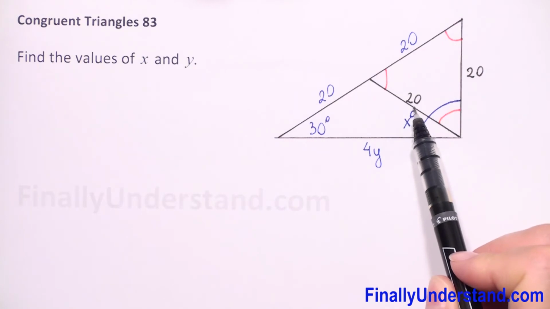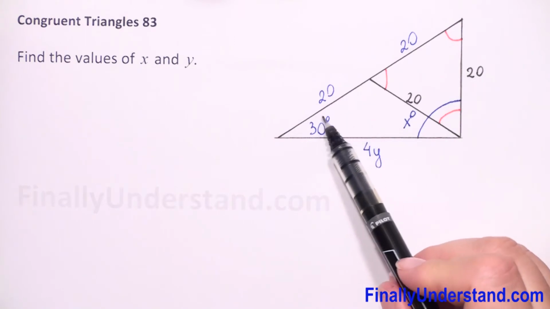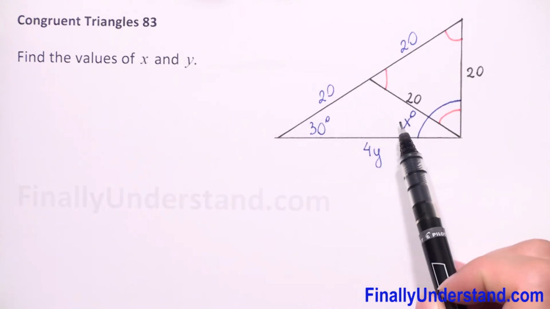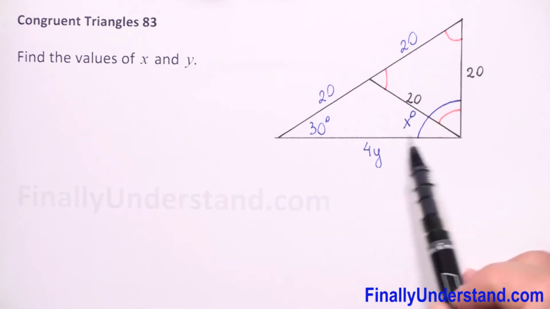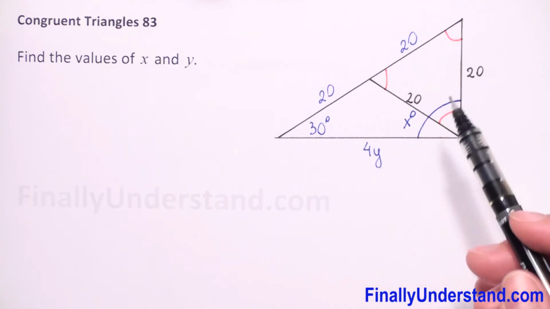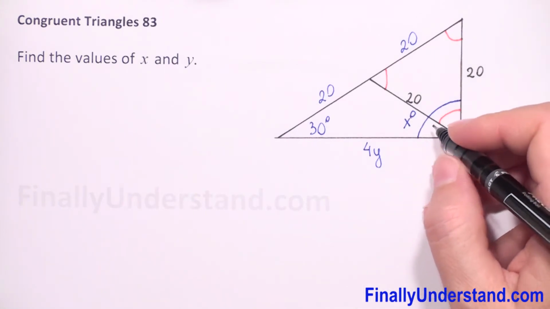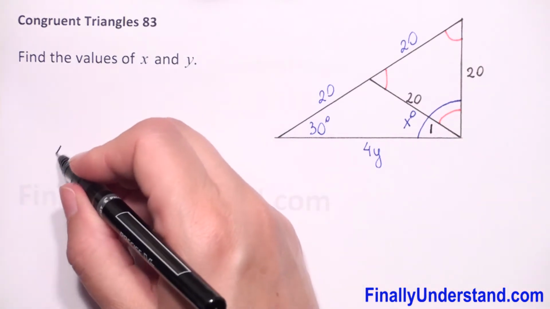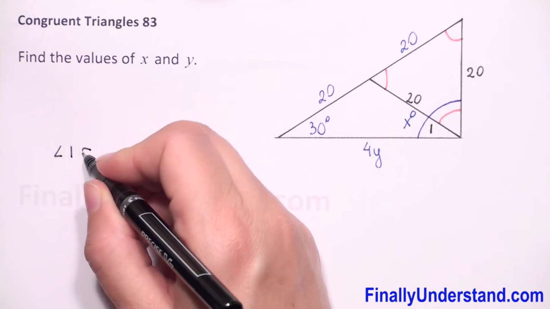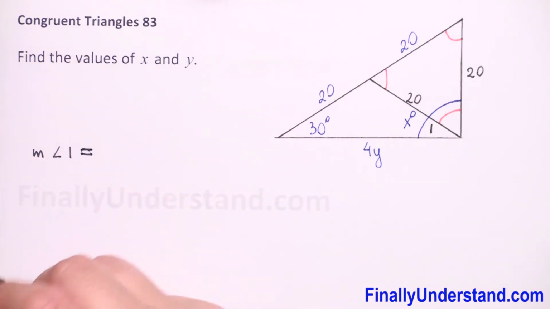It means we have here an isosceles triangle. If two sides are congruent, it means that these two angles are congruent too. So let's put that this angle is 1. So angle 1 is congruent, and the measure of angle 1 of course is equal to 30 degrees.